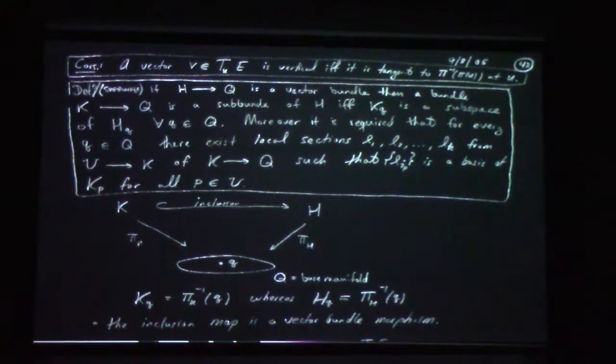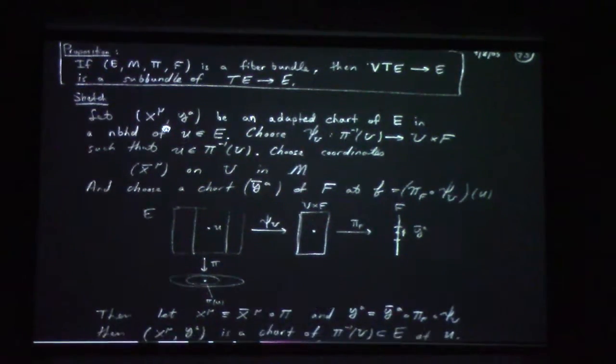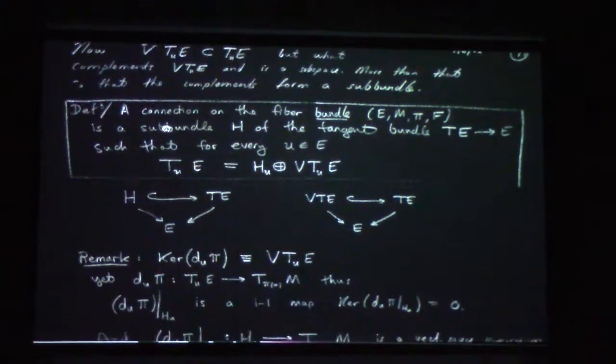All right, so the next few pages are devoted to subbundles, which I don't think matter to us, so I'm going to skip past this subbundle stuff. Here we go. So here's what a connection is. A connection on the fiber bundle, E, M, pi, F, is a subbundle H of the tangent bundle such that for every U in E, the tangent space to E at U is H_U direct sum with the vertical piece.